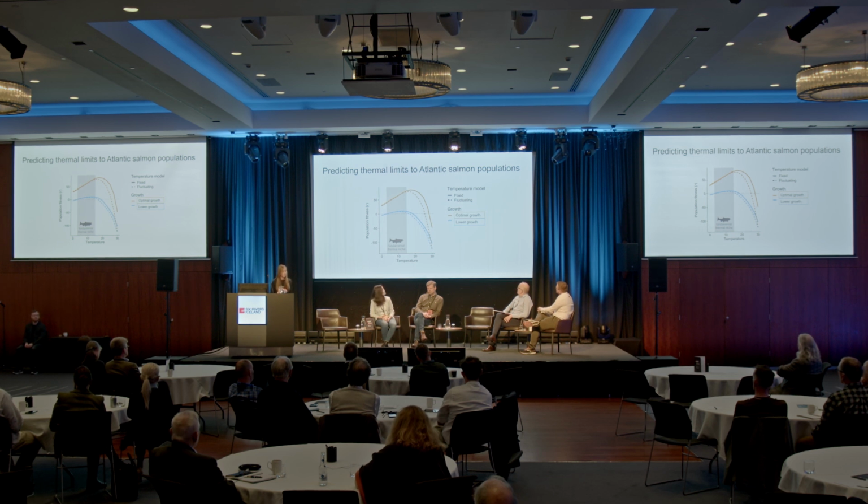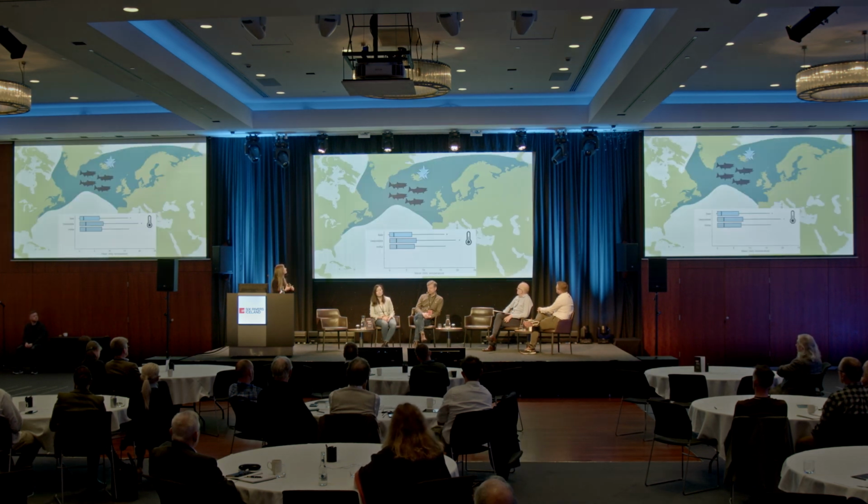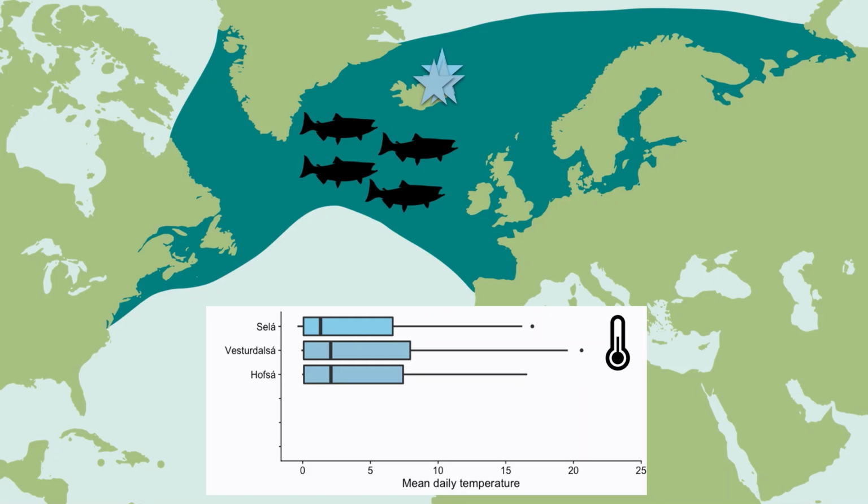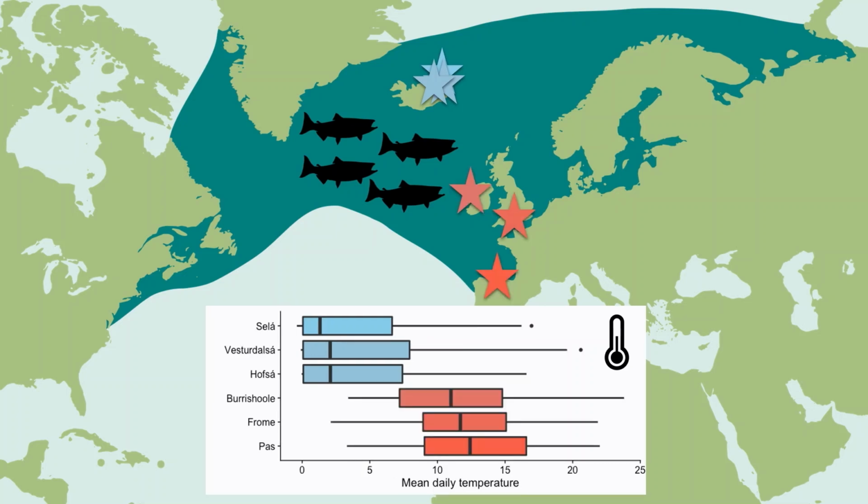So now what about our data? We've got the range of salmon shown in the dark blue, and then locations of our rivers up here in Iceland, which you've already seen. And we can see that these are all pretty cold rivers as far as it goes for salmon. So we can also compare this to rivers from across its range.